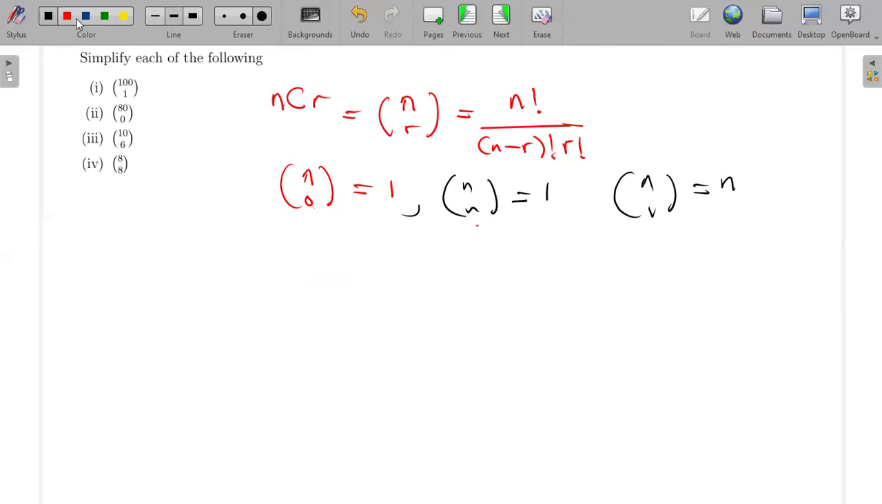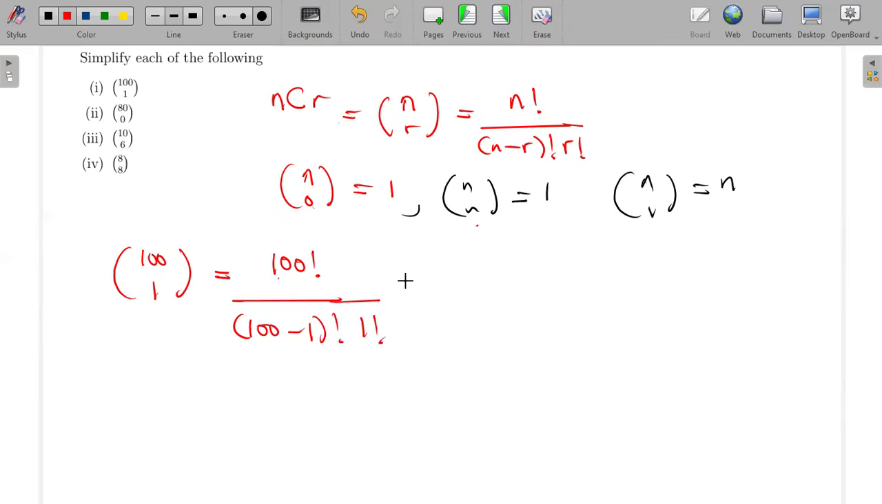Now let us solve the question. The question says we should simplify the following: 100 choose 1. So this here is going to be 100 factorial, divided by, our n in this case is 100, minus the r, which is just 1, factorial there, and then 1 factorial.